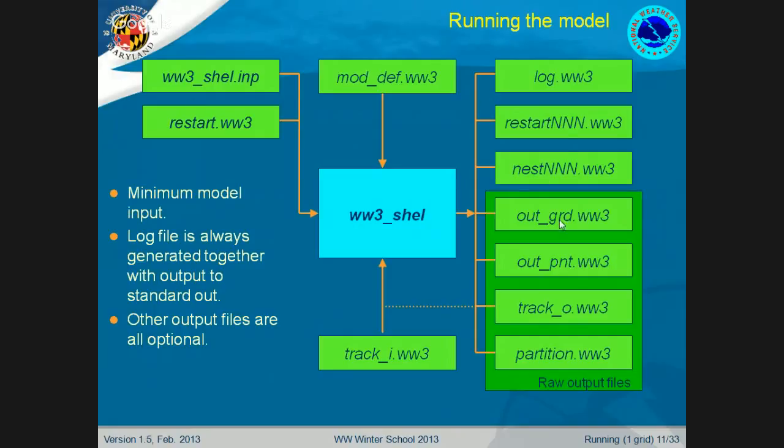And then you get all these different outputs. So the restart files, so they have some numbers. So you can have up to 1,000 of them. The nest files also for the different grids. So you can nest many grids. So it's going to be up to 1,000 grids if you're crazy. And then you have some output. These are binary output for the gridded parameters. This is for the point output, the track output, and the partition data. So all these files are something.ww3.